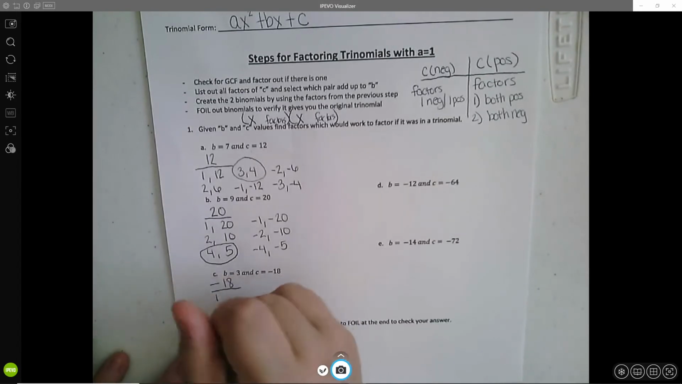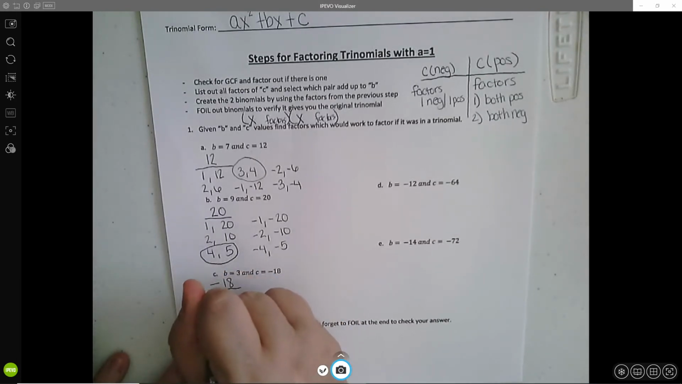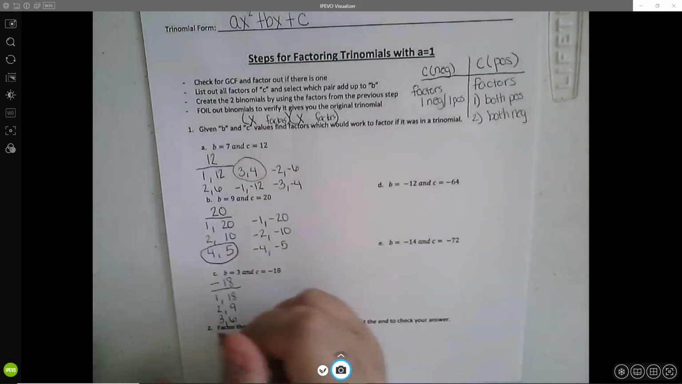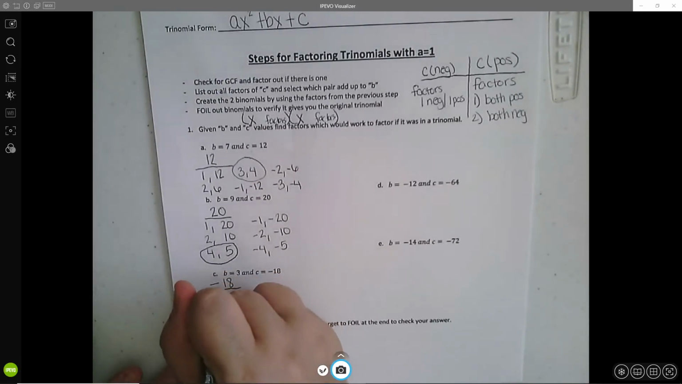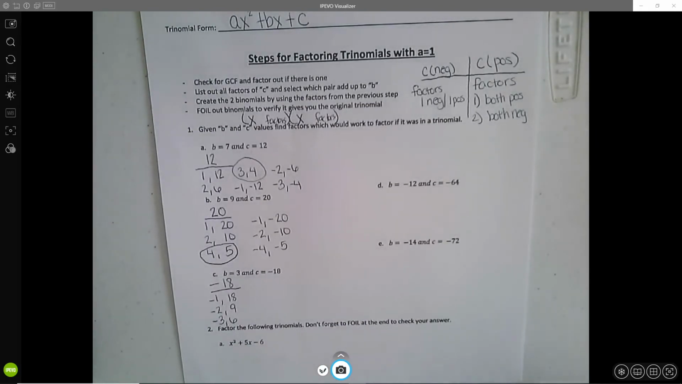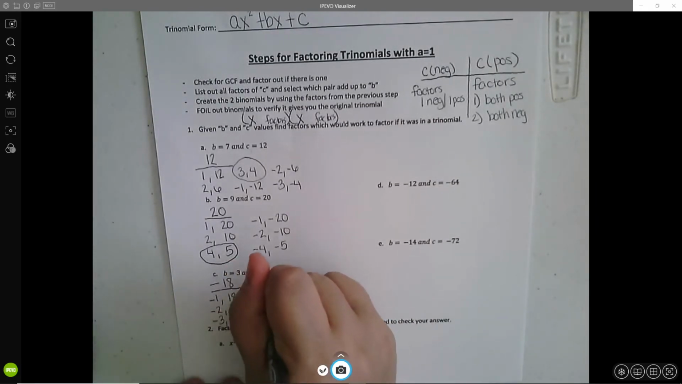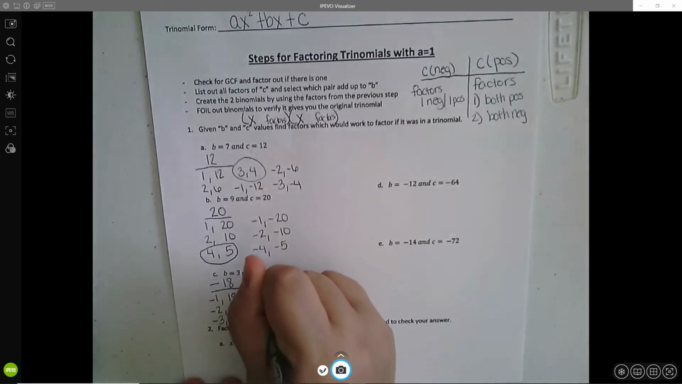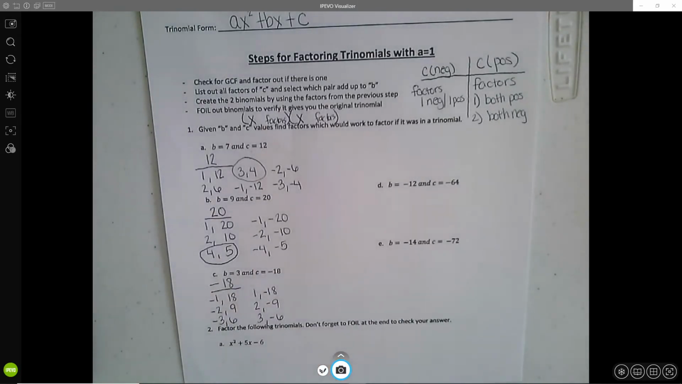Start by listing out. I have 1 and 18, 2 and 9, 3 and 6, 4 doesn't work, 5 doesn't work, and then I already have 6 there. Okay, now I'm going to start by saying that the first numbers were negative, my second were positive. Now I need to write those same factors again, but in this case, the second numbers were negative and the first were positive. Okay, that is what it looks like to have one of each. One negative, one positive.